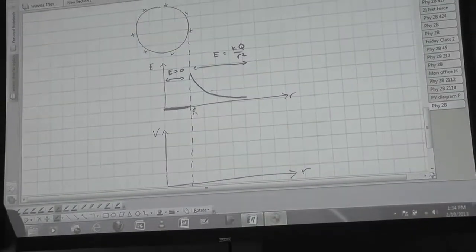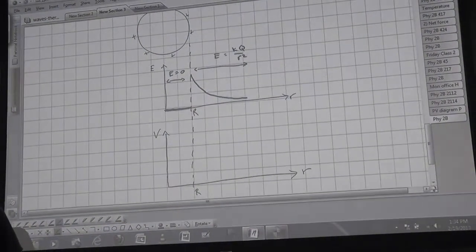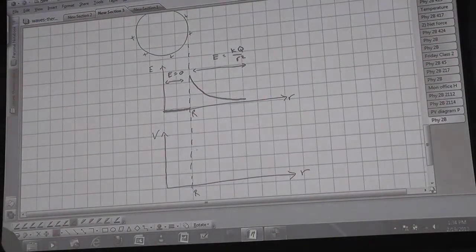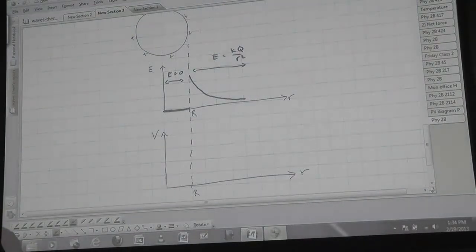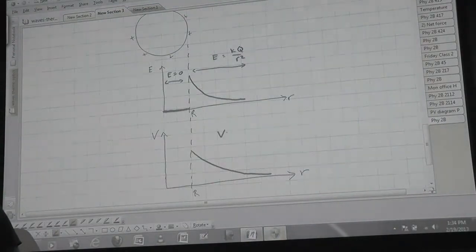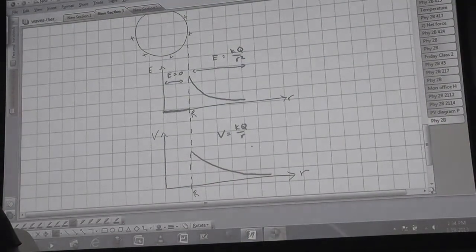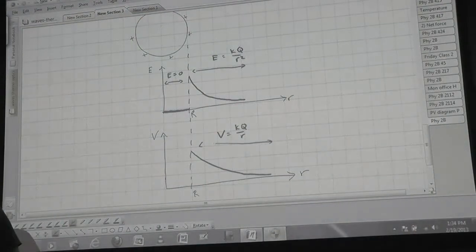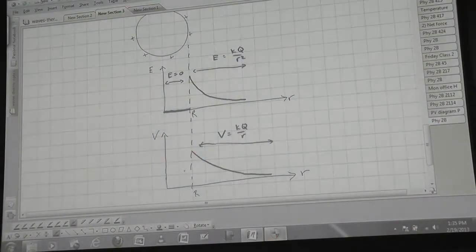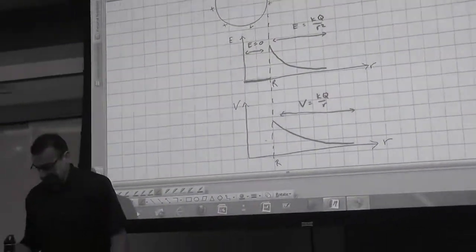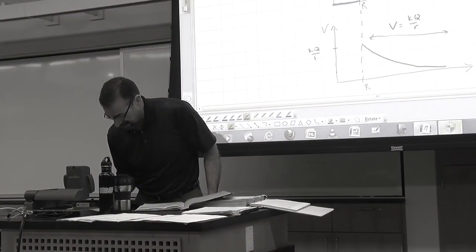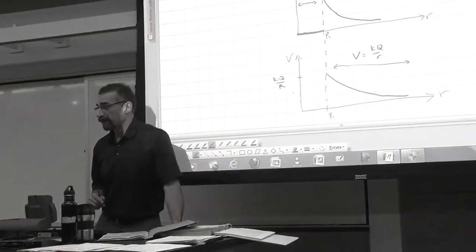Now, the potential. Outside drops off as 1 over r. I'll draw it in red. What does 1 over r look like? Something like this. Okay? What do you think it's going to be inside? At the surface, it's KQ over R.